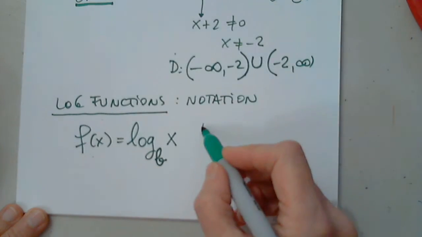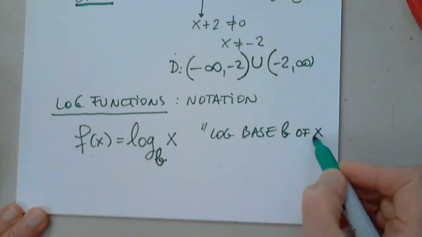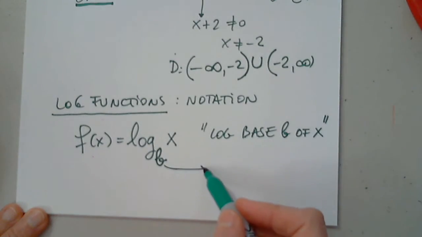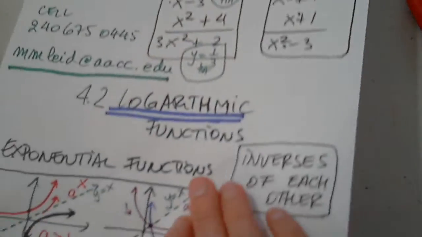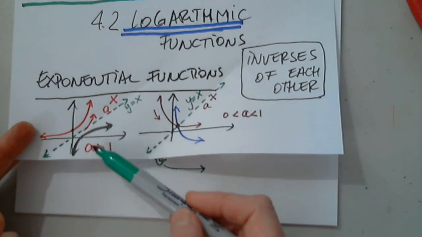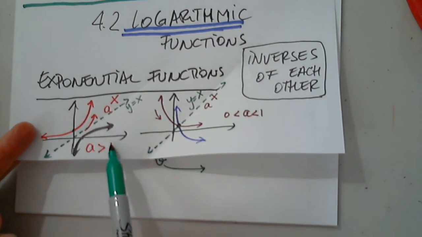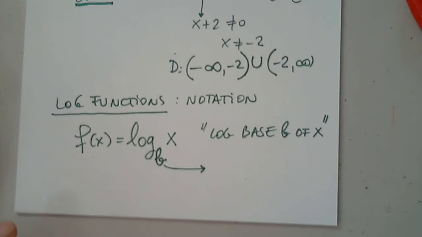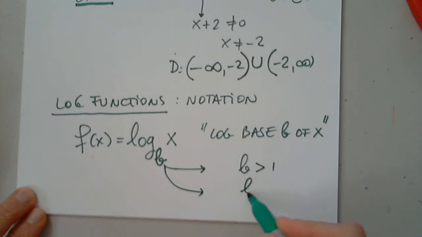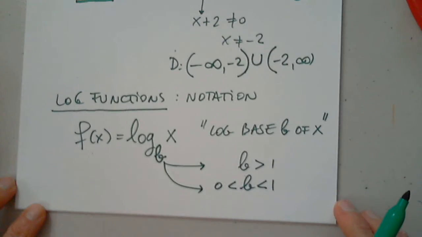How do we read this? Log base B of x. B has exactly the same characteristics that the base A, I wrote it here A, doesn't matter, it can be B, either greater than 1 or between 0 and 1. Otherwise, it would not be the inverse of the exponential, right? So B can be either greater than 1 or tiny between 0 and 1. It cannot be 1, it cannot be 0, it cannot be negative.